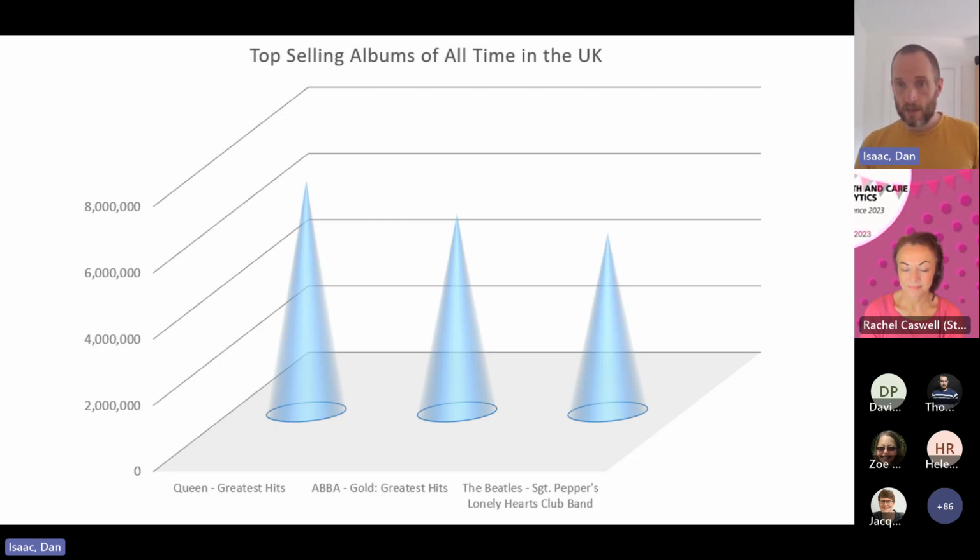So I've used this, and I'm trying to communicate what are the 3 top-selling albums in the UK of all time. And my question for you, based on this information, how many copies of Queen's Greatest Hits have been sold? And again, if you're happy to shout out an answer or pop one in Menti, that would be great. How many copies of Queen's Greatest Hits do you think have been sold?